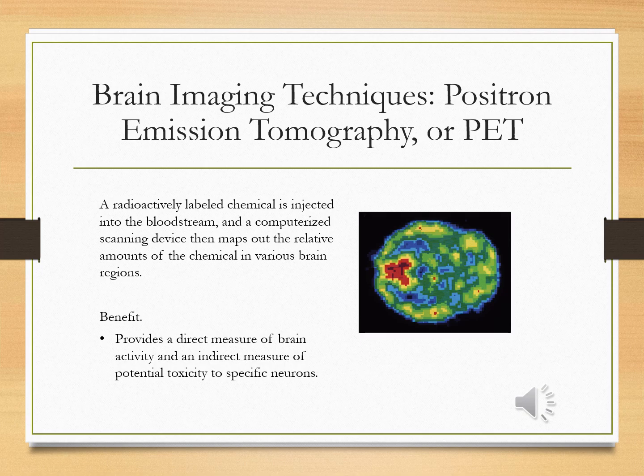The PET scans involve injection of a radioactively labeled chemical into the bloodstream, after which a computerized scanning device maps out the relative amounts of the chemical in various brain regions. This technique provides a direct measure of brain activity and an indirect measure of potential toxicity to specific neurons. The most important limitation of PET is that it requires the injection of radioactive chemicals, which can limit its use in some individuals.